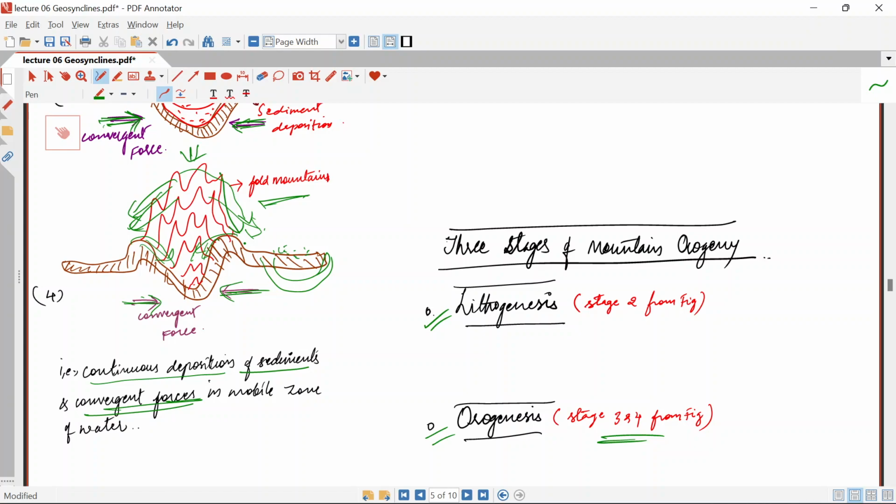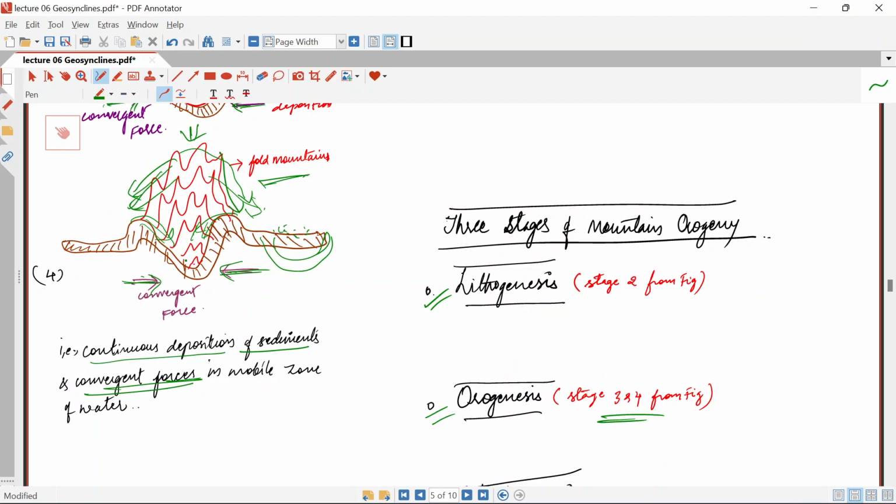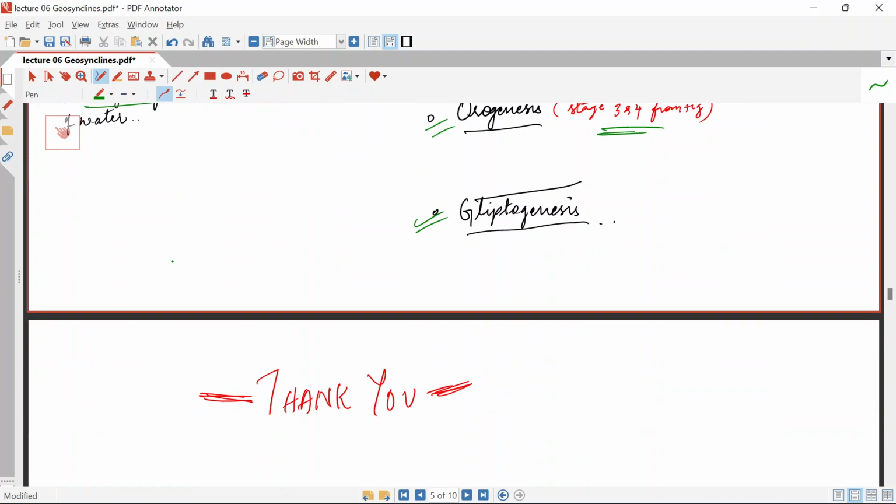So this is what we have to learn from today's lecture. I hope that you got the basics of today's lecture, and I will attach a PDF of my handwritten notes with this lecture in the description.